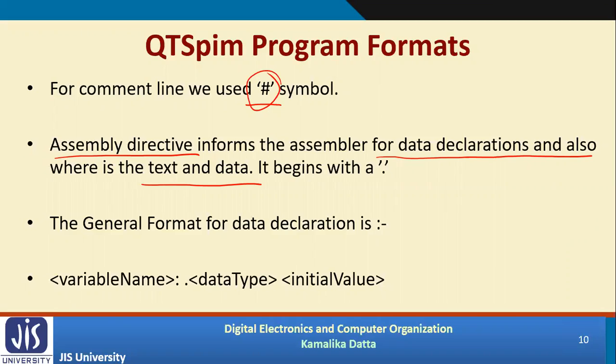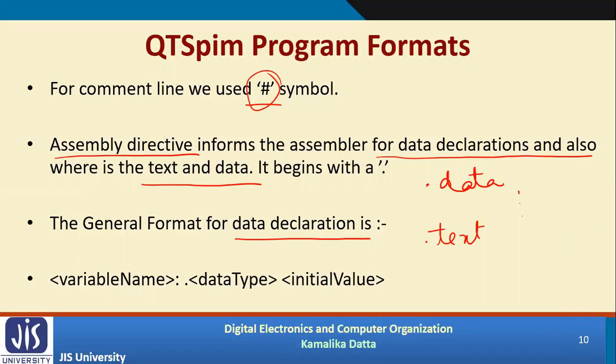So about text and data, it should begin with a dot, like .data means the data section will start. .text means the text section will start. The general format of data declaration is basically, and for a data declaration, there are various types of data, like integer type. In C program, you have seen integer type, float type, and many other types. Similarly, here also you have to define certain variables and certain data types.